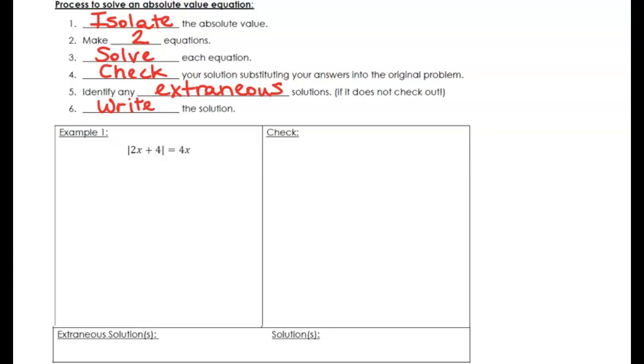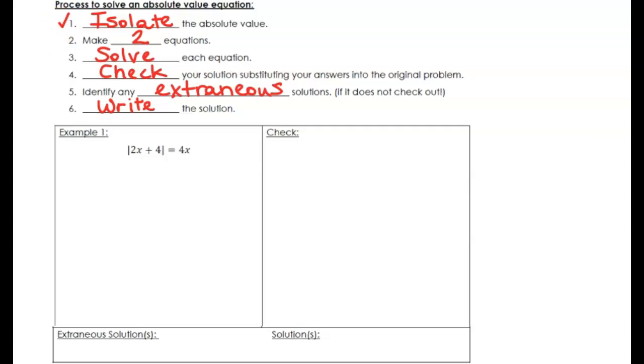So in example 1, the first step is to isolate the absolute value. Remember that the absolute value symbols are here and here. And that's the only thing that's on the left side of the equal sign right now. I don't have any extra stuff going on the left side of the equal sign. I just have the absolute value. So step 1, isolate the absolute value, done.